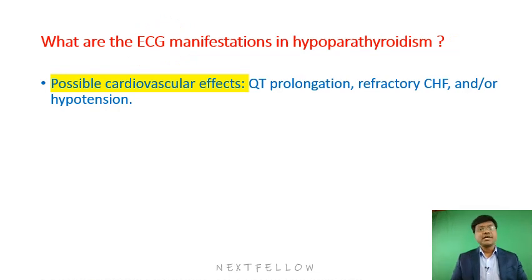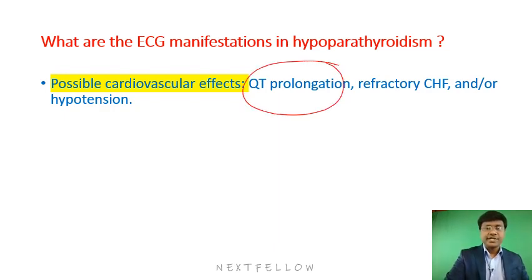Followed by that, what are the ECG manifestations in hypoparathyroidism? ECG manifestation in hypoparathyroidism is QT prolongation. And why do you have that QT prolongation? That is because of hypocalcemia. And how much is the normal QT interval? Normal QT interval is 360 to 440 milliseconds.